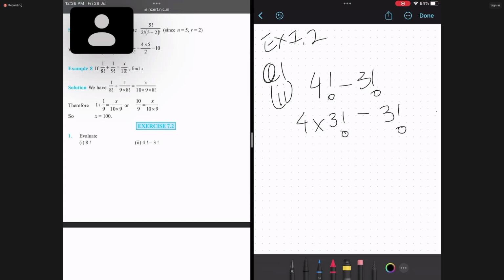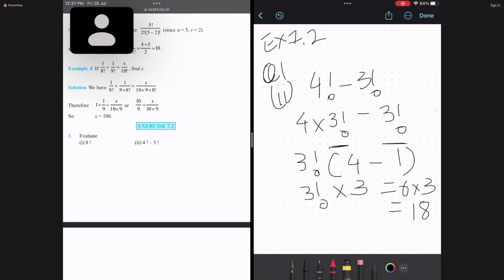Correct. Now in both these operands, I can take out 3 factorial common. So that is what I'm going to do. I'm going to take out 3 factorial common. What I'm left with in this term is 4, and what I'm left with in this term is nothing but 1. So I have 3 factorial into 3, and that is nothing but 6 into 3. That is nothing but 18. There you have it, folks. It is evaluated, and this practice is going to make your life much easier, rather than first calculating 4 factorial and then calculating 3 factorial and taking out the difference. You could just take 3 factorial out common from both the operands, and your life will be much simpler.